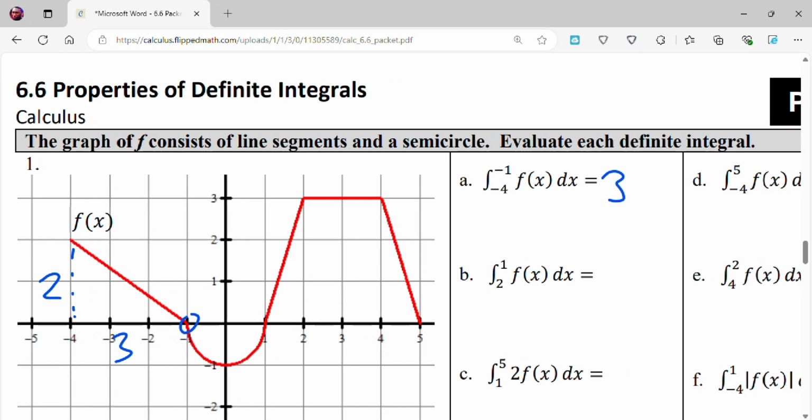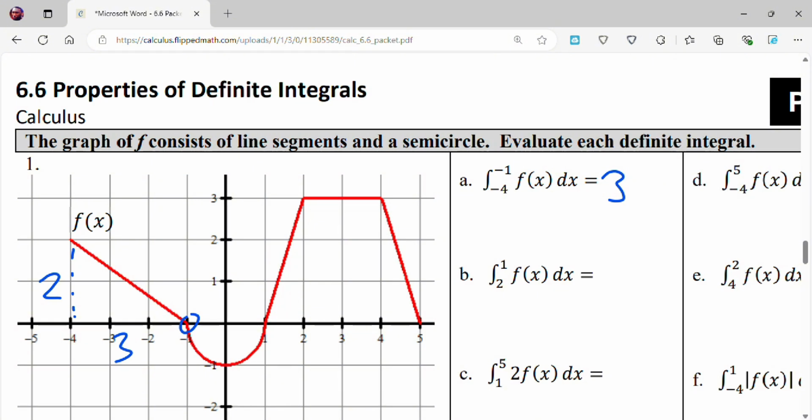Okay, next we have area under the curve from 2 to 1 of f of x dx. But remember, your integral limits should be in order from lower to higher, right? So what I mean by that is that the lower number should be the lower limit and the bigger number should be the upper limit. So 1 is not greater than 2.